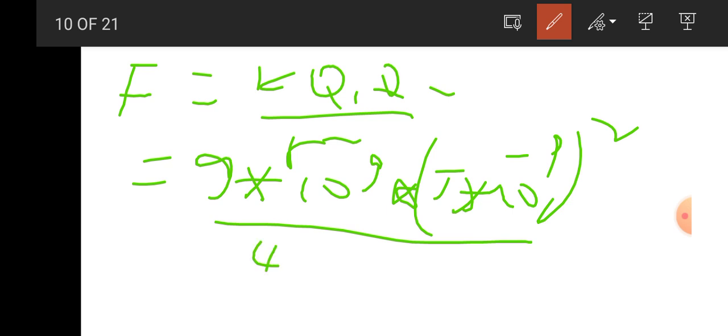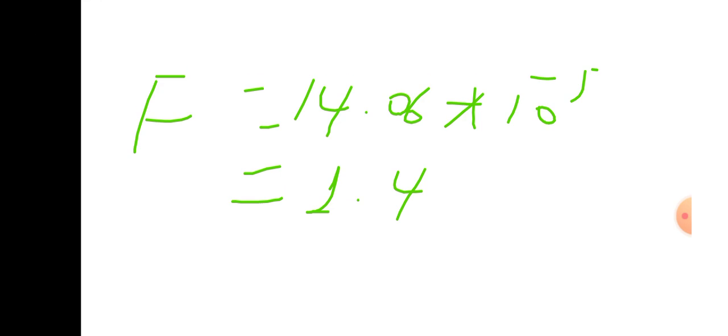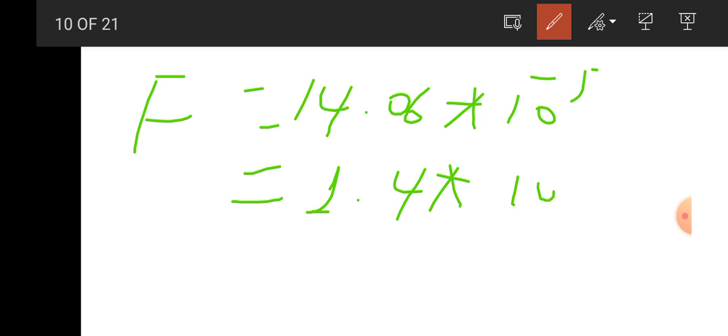That is 4 times, when converted to meters, 4 times 10 to the power of minus 2 meter. We square this. Finally, when we simplify this number, this is equal to 14.06 times 10 to the power of minus 5. So this is equal to 1.406, since this is very small, times 10 to the power of minus 4.